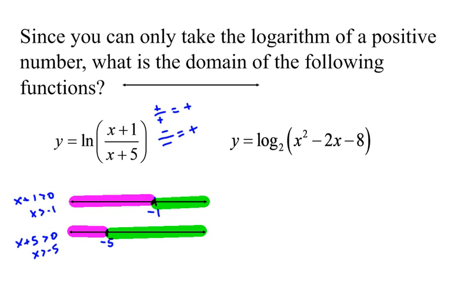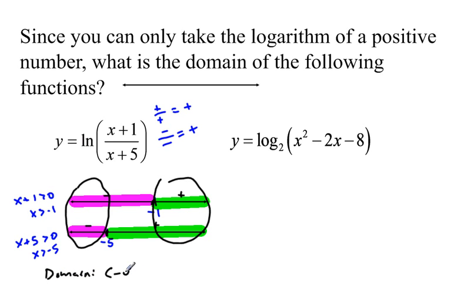And now I can see my answer. Remember, they're both positive up here in the green, and they're both negative at the pink. And we can see that right here we've got two negatives, and right here we've got two positives. So our final answer for the domain is from negative infinity to negative 5, but also from negative 1 to infinity. Because from negative infinity to negative 5, I had a negative divided by a negative. And up here, past negative 1, I had a positive divided by a positive.